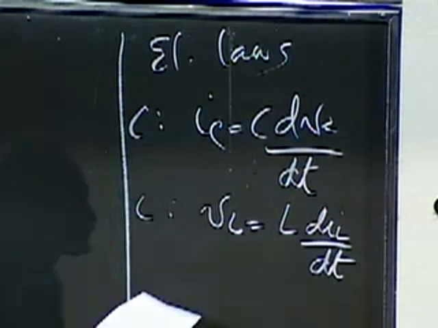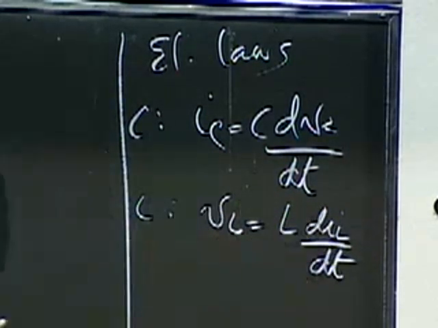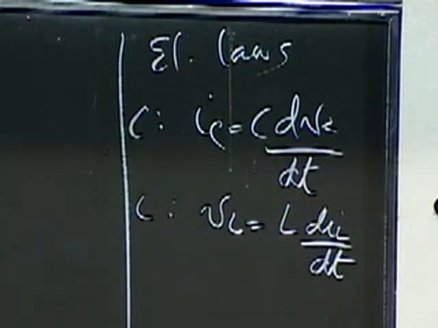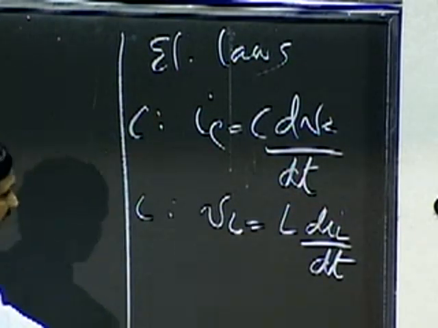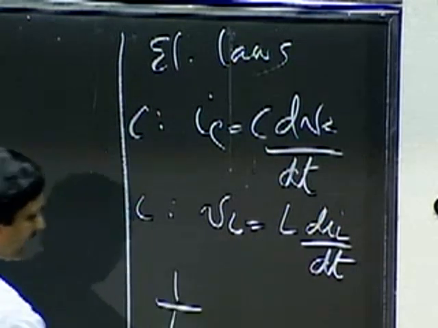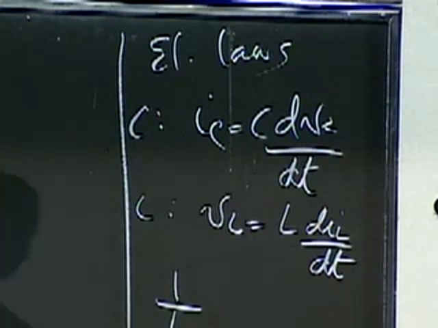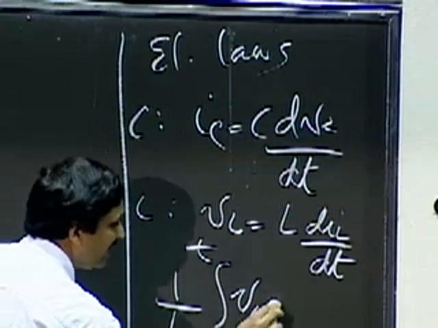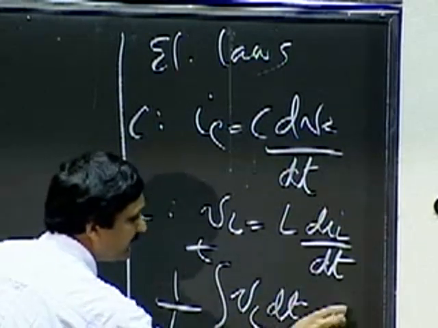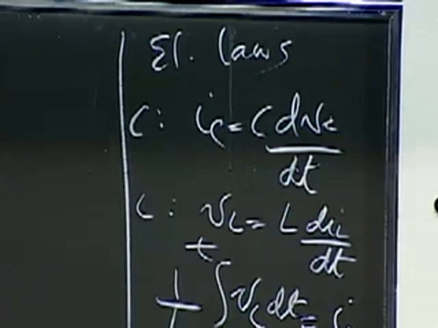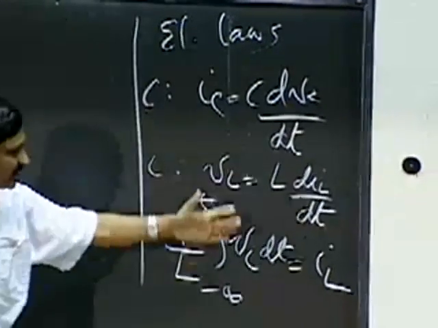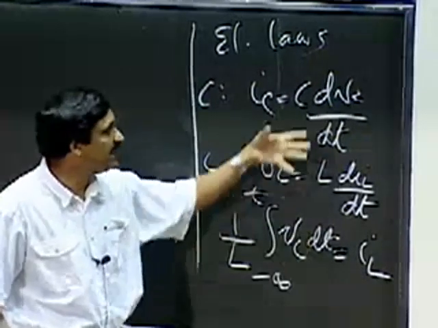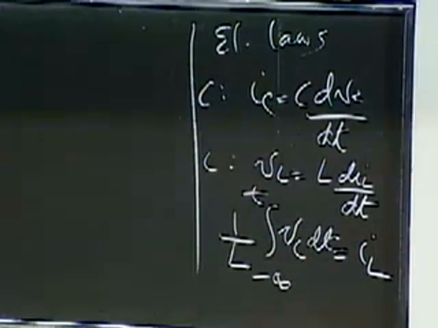It also suits us to write this in an integral form. So if I integrate both sides of this equation, and I bring L down to this side, I end up getting something like this: 1/L integral from minus infinity to t of VL dt, and that's simply IL. I'm simply replacing this with an integral form. And so this is the VI relationship for the inductor, and this is for the capacitor.